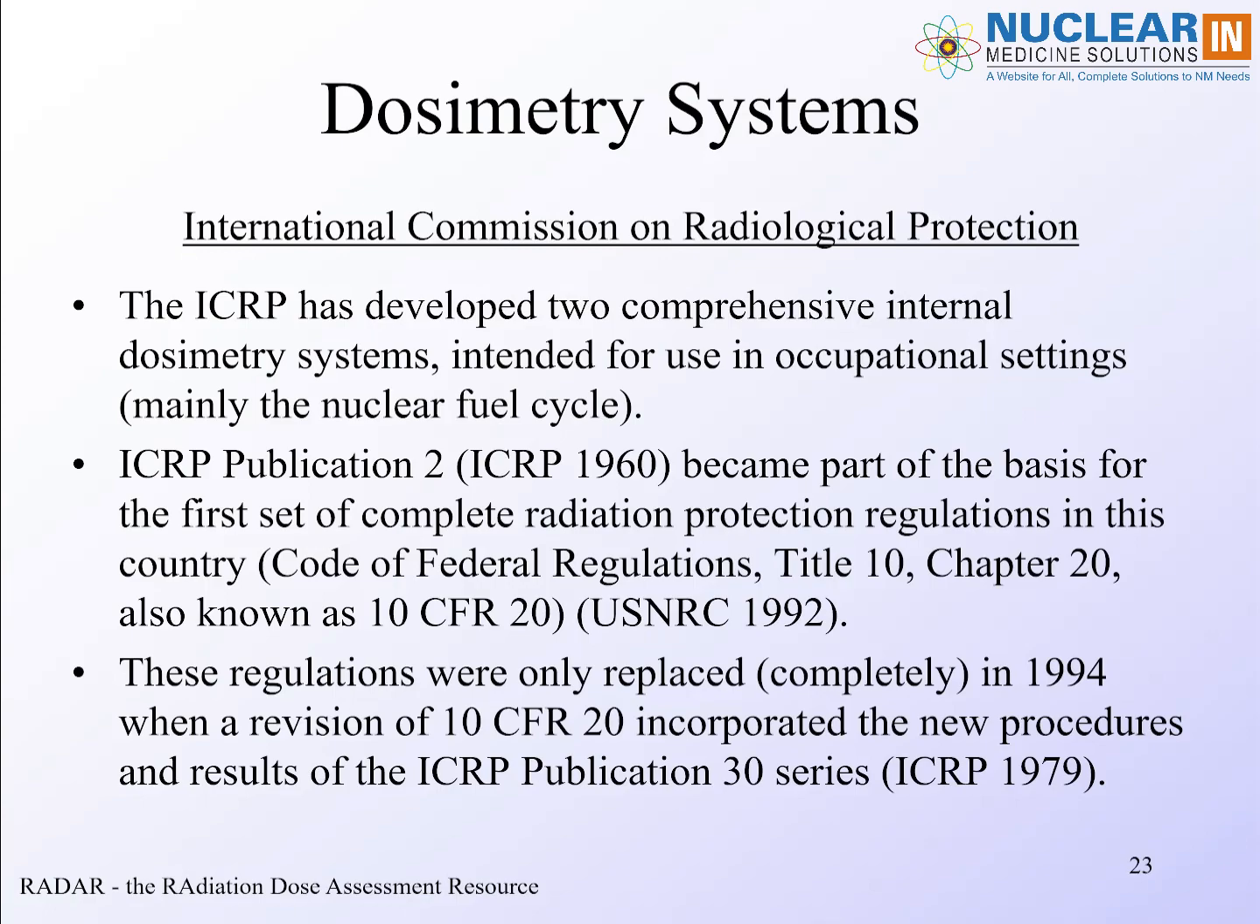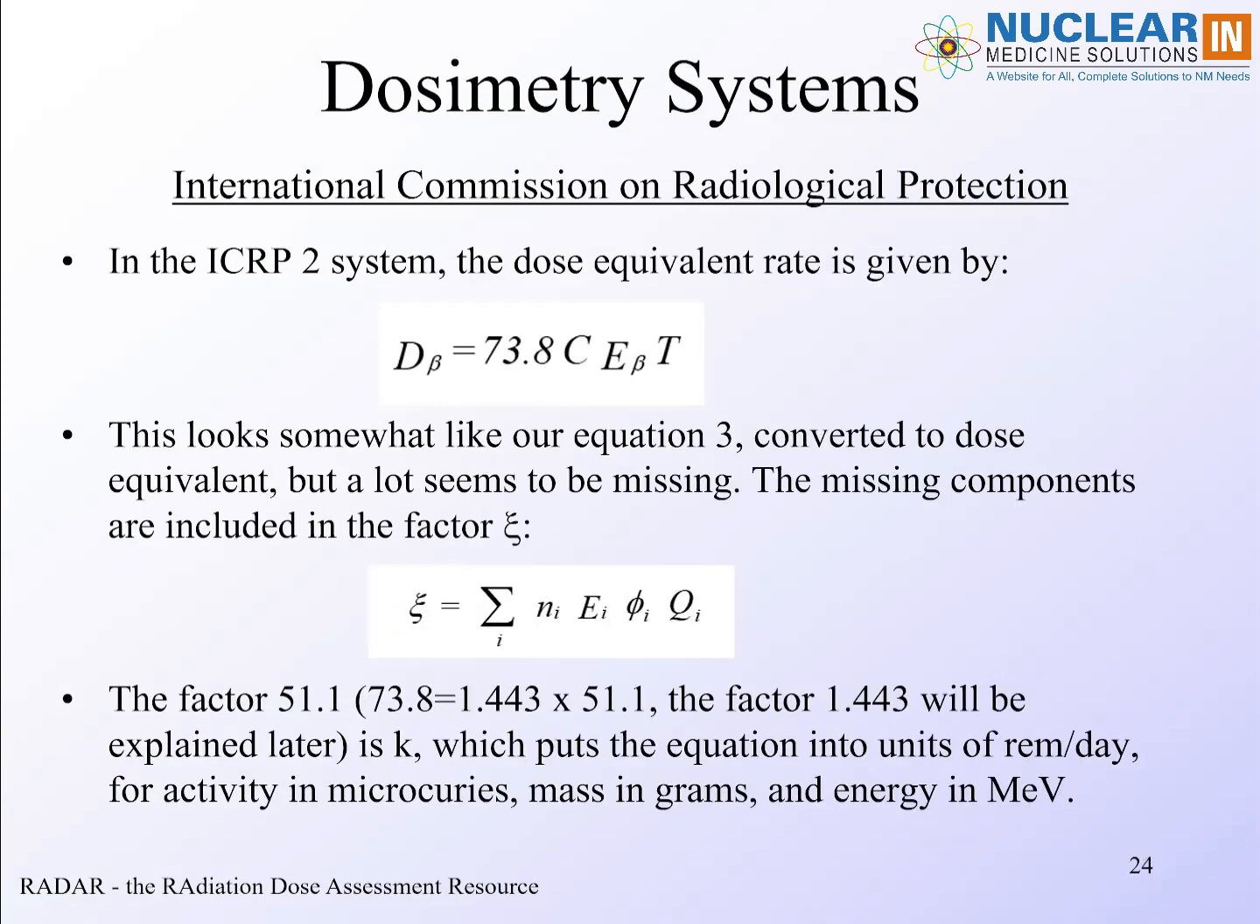And in different countries, there are international implementations of this that look the same, but this is the US. And I, of course, most of my teaching is to United States workers and students, and so that's what we use. And the ICRP2 system looks just like Marinelli-Quimby, doesn't it? Except they came up with this factor psi, which, as I said, combines many of the terms in that other equation. And this Q is the radiation weighting factor. We used to call it a quality factor. And the factor 73.8 is K, that conversion factor. And we'll explain that factor 1.443 later.